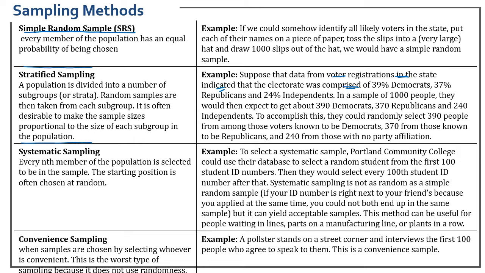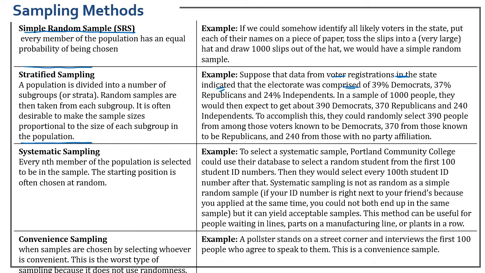So to select a systematic sample, Portland Community College could use their database to select a random student from the first 100 student ID numbers. Then they would select every 100th student ID number after that. Systematic sampling is not as random as a simple random sample. If your ID number is right next to your friend's because you applied at the same time, you wouldn't both end up in the same sample. But it can yield acceptable samples.